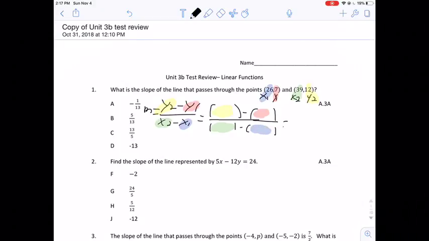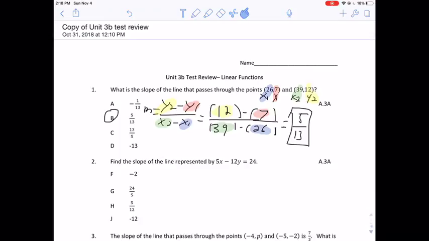I'm going to start putting in some numbers. So it's going to be 12, 7, 39, and 26. When I put these equations into the calculator as they are, it's going to give me a simplified version of the slope, and it's going to be 5 over 13. There's basically nothing else you need to do in this problem because the calculator already simplified this for you.